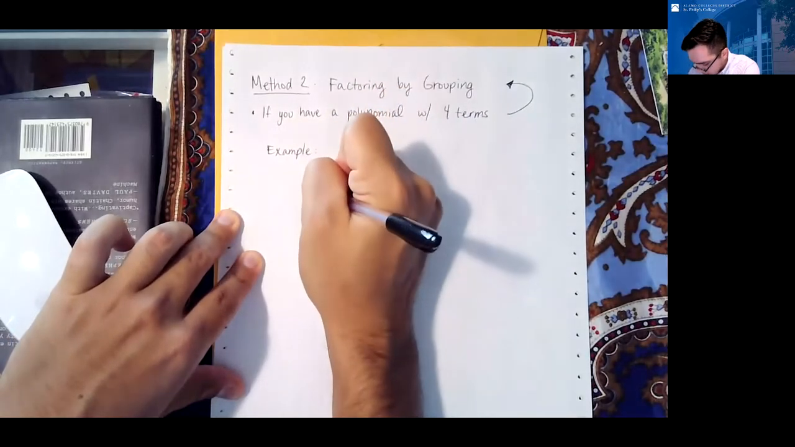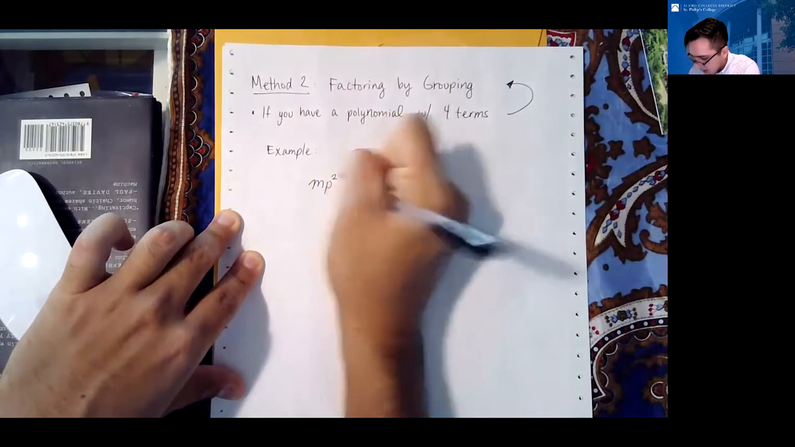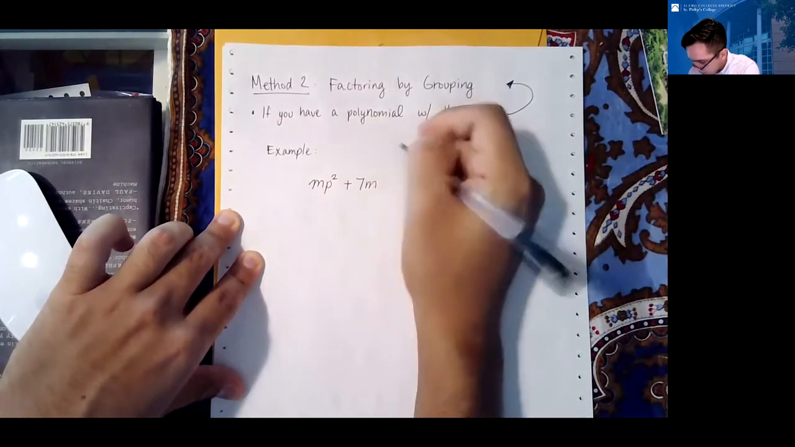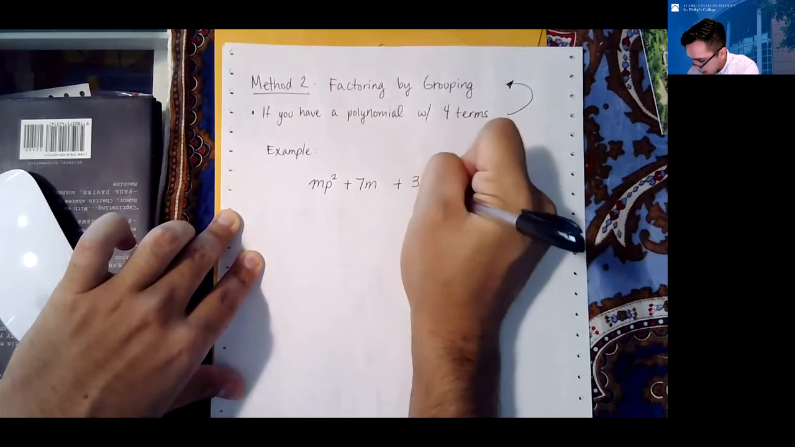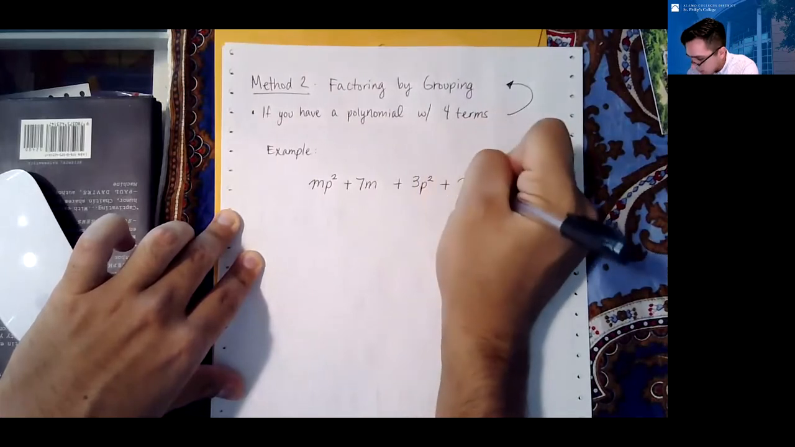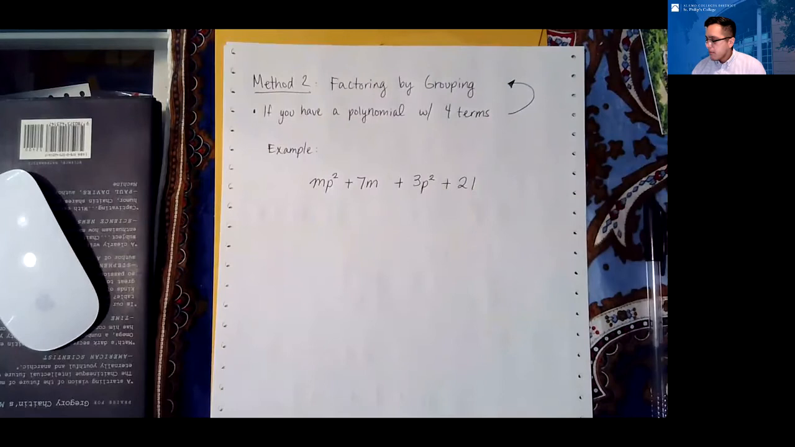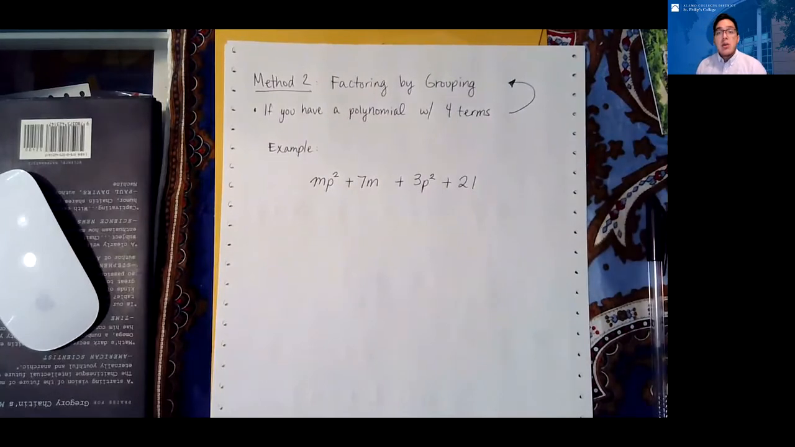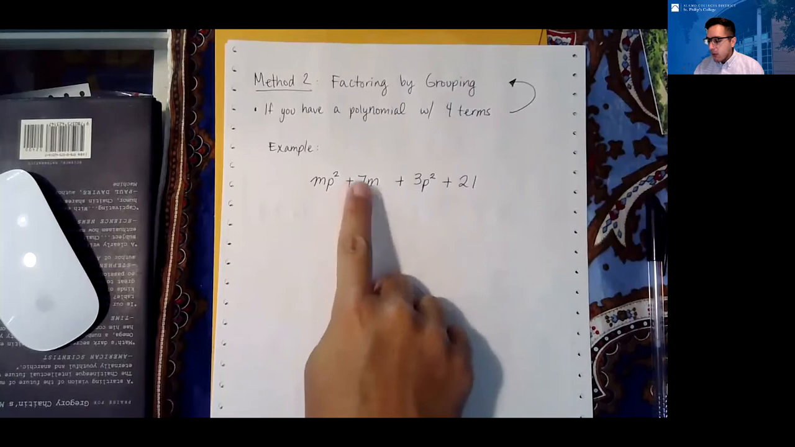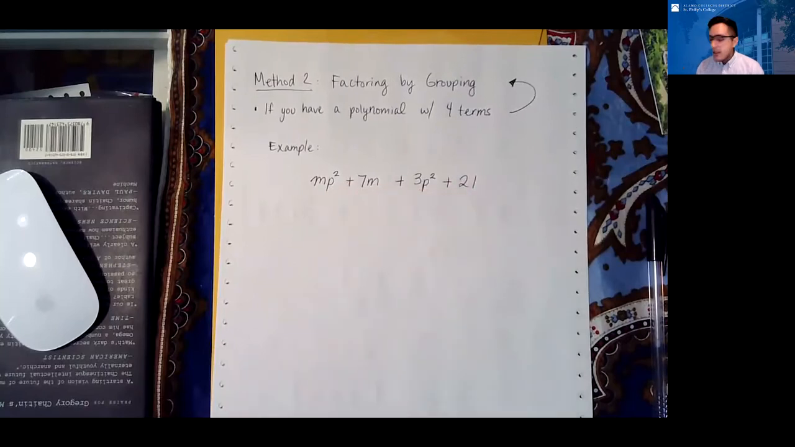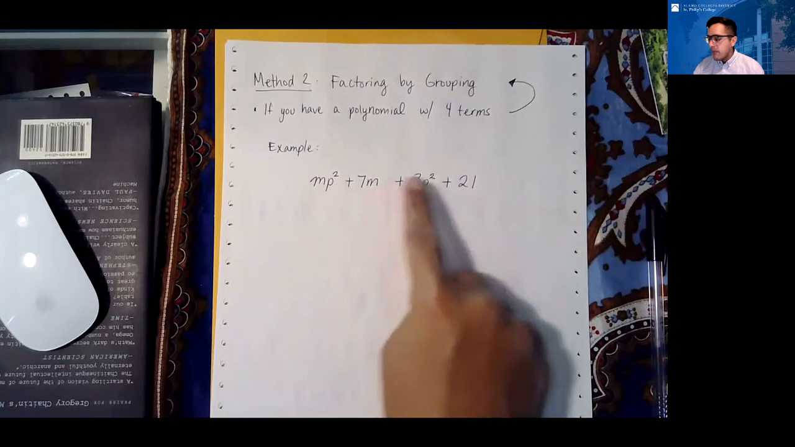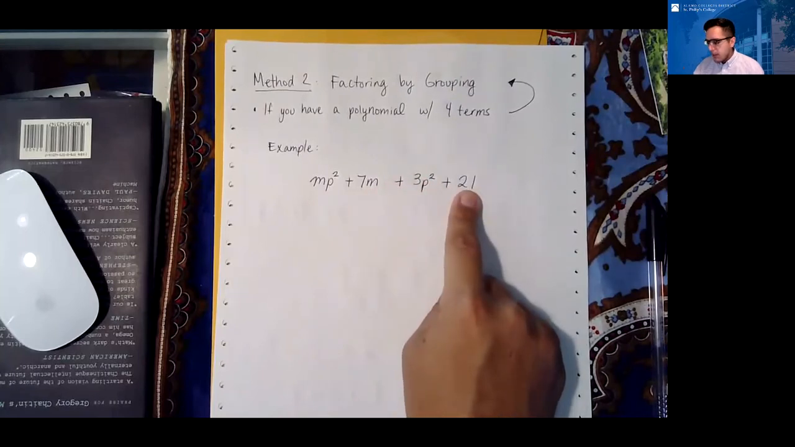So if we're looking at this polynomial, mp squared plus 7m plus 3p squared plus 21. We want to identify or count the number of terms that we have, again, at the beginning of looking at any polynomial that we're trying to factor. Counting the number of terms will direct you to what technique you need to use. And it turns out that there are 4 terms here, right? They're separated by the addition signs. We have mp squared, 7m, 3p squared, and 21.